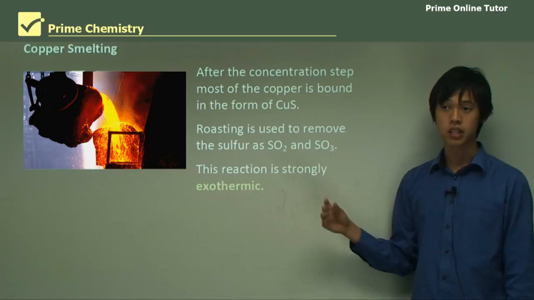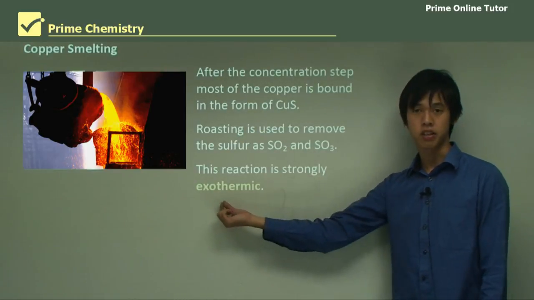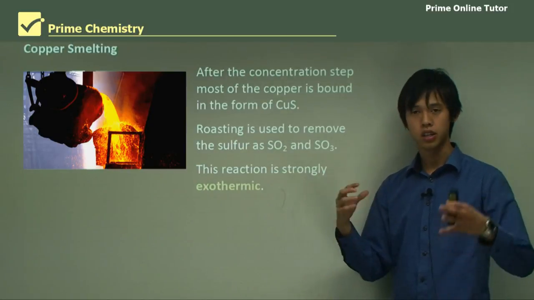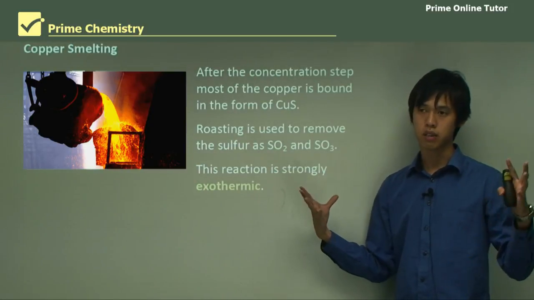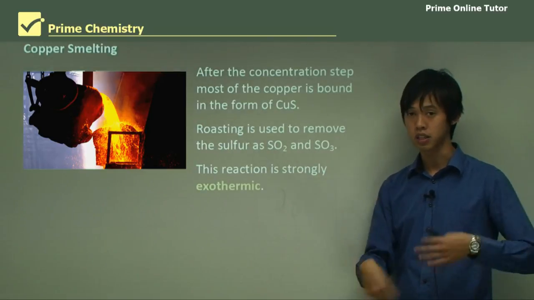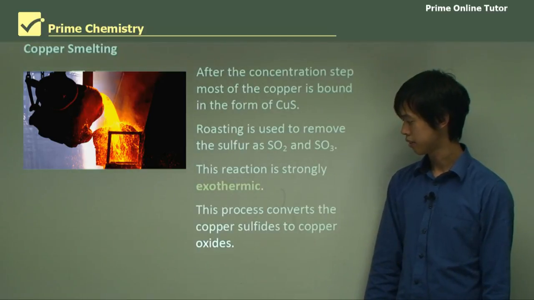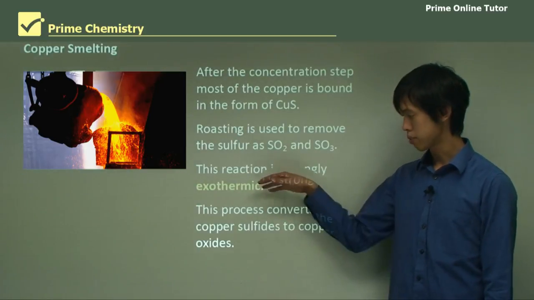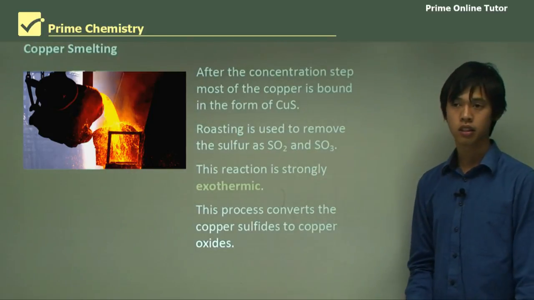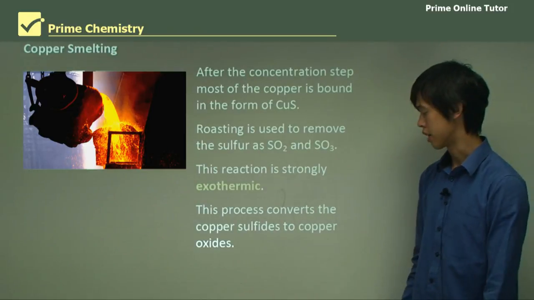And this reaction is similar to combustion and is very strongly exothermic, so it emits a lot of heat and light and energy. In the roasting process, you heat it up, you start it going, and then it releases a lot of energy, and it's almost a self-sustaining process. This process converts most of the copper sulfide to copper oxide.